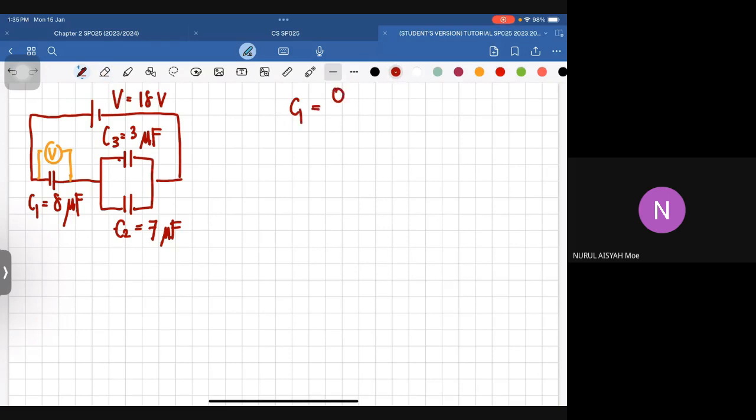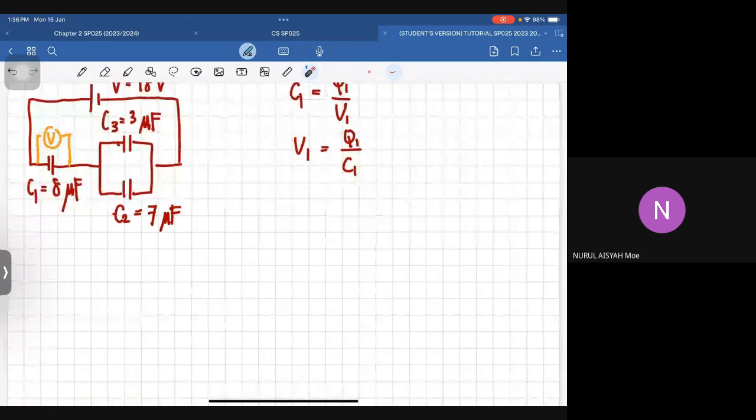C1 is equal to Q1 over V1. C is equal to Q over V, kan? Okay, so from here, V1 is equal to Q1 over C1. So before we can calculate V1, we have to find Q1. So in order for us to find Q1, we have to simplify the circuit dulu.